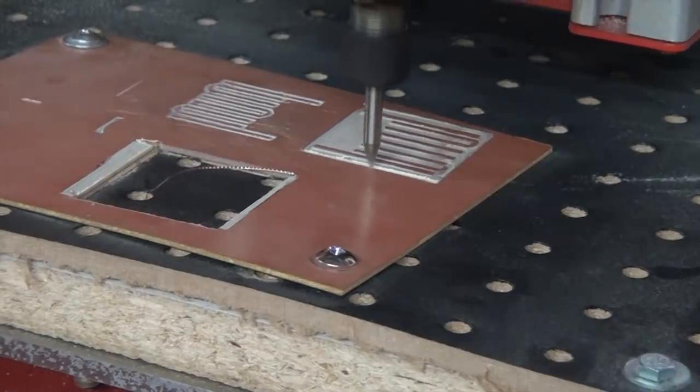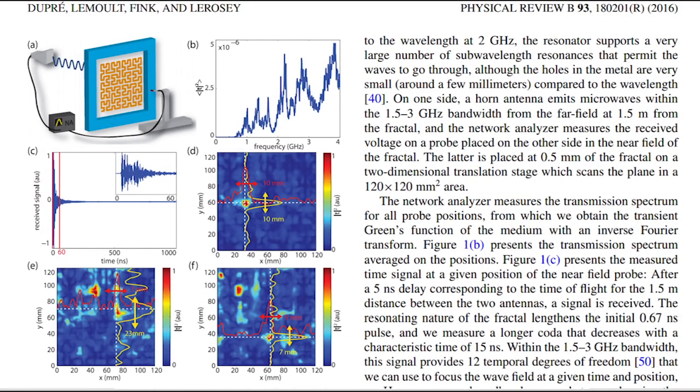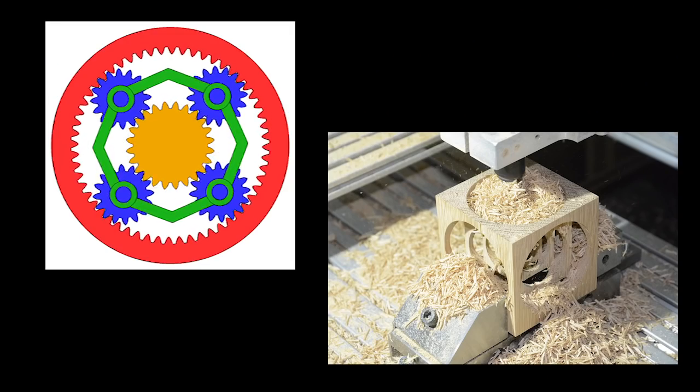And now that I'm comfortable with the milling machine, there's a bunch of other projects I want to try, including one that uses metamaterial patterns to turn regular PCB into a microwave lens. And of course, cutting gears and all sorts of odds and ends for other future projects.